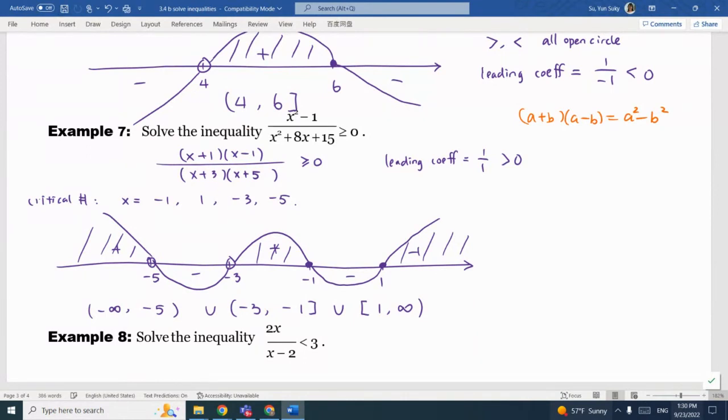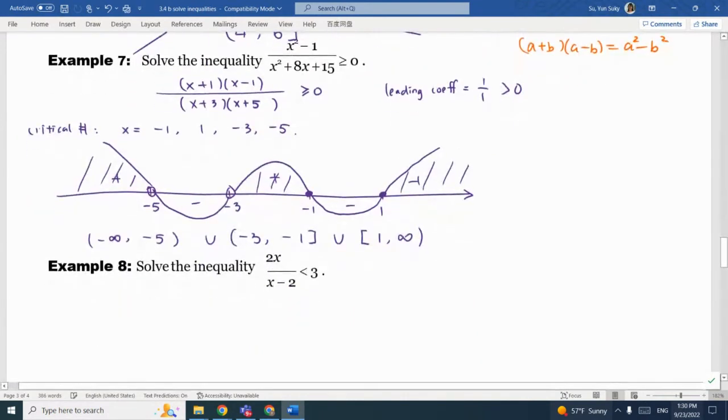Good. Okay. Today we do a lot of examples about inequalities. So hopefully after today's class, you will be an expert on solving inequalities. Any questions so far? All good?